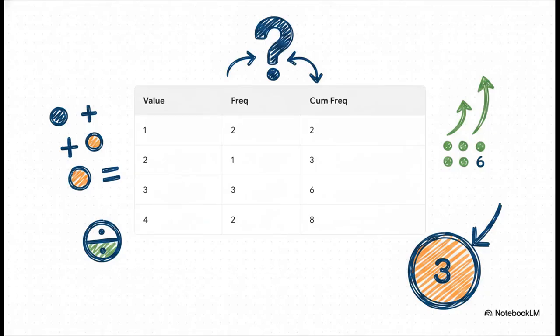The total frequency is 2 plus 1 plus 3 plus 2, which gives us 8. 8 divided by 2 is 4, which means we're looking for the 4th and 5th positions. Let's run the cumulative frequencies. Start with 2, then 2 plus 1 is 3, then 3 plus 3 is 6, and 6 plus 2 is 8. Notice how the cumulative frequency jumps from 3 to 6 right at the value of 3? That means both our 4th and 5th observations are the value 3. Their average is simply 3, so your final median is 3.